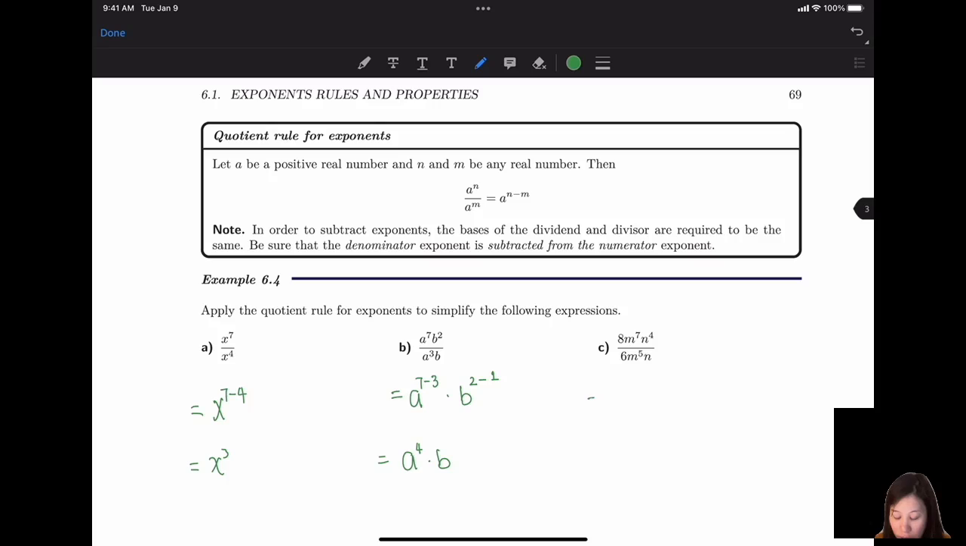Okay, next one is the same, numbers divided by the numbers, 8 over 6, right? And then m is 7 minus 5, n is 4 minus 1. So we still need to simplify here. They can both be divided by 2. So this is 4, this is 3. So I have 4/3 m to the 2nd power and n to the 3rd power.